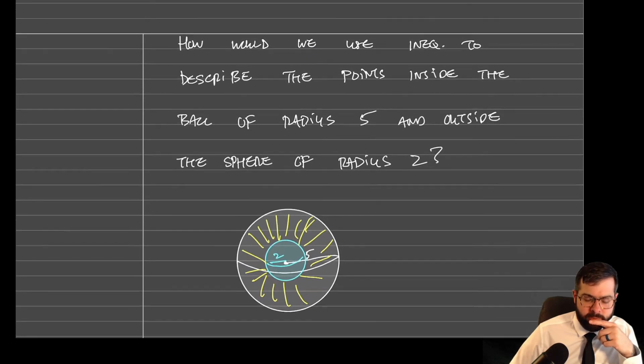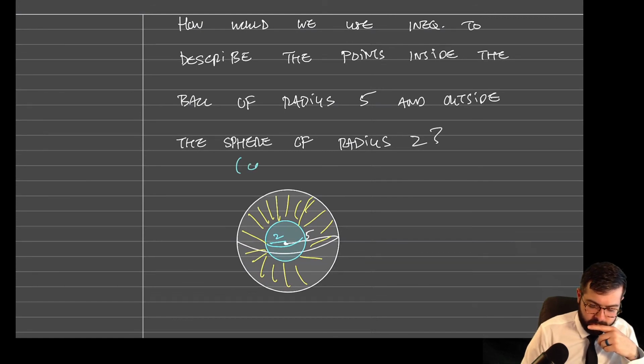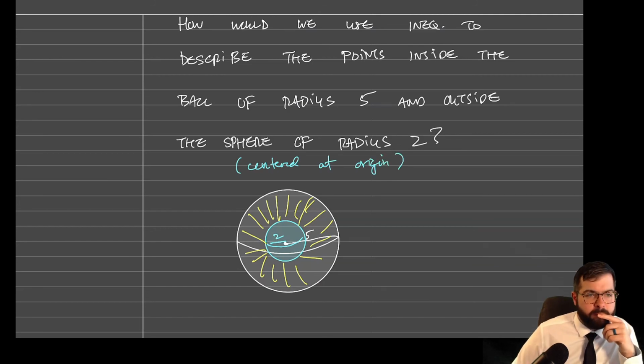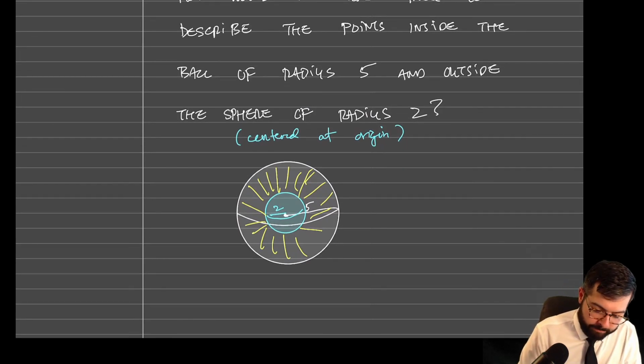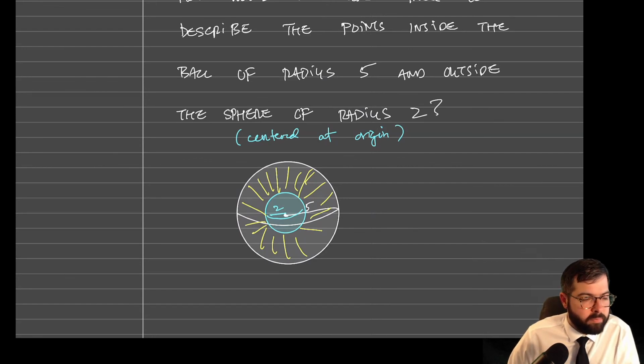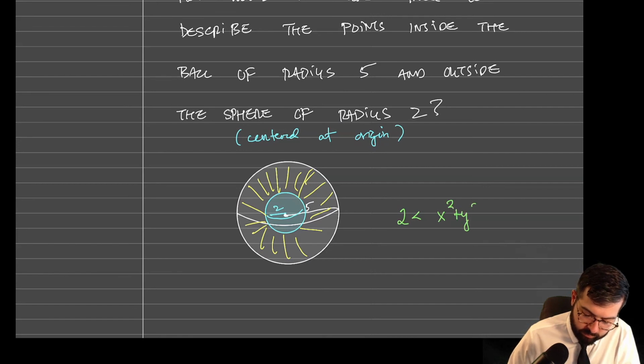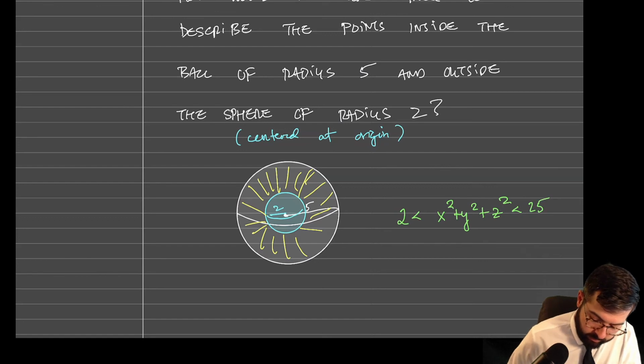It is centered at the origin. So I think what it would be is 2 is less than x squared plus y squared plus z squared is less than, well, it would be 4 and 25, but yeah. Right. Great.